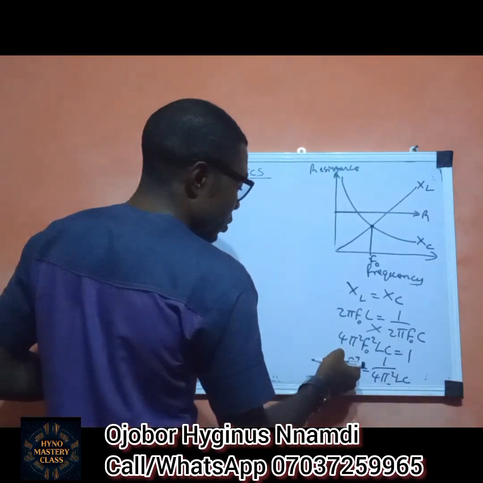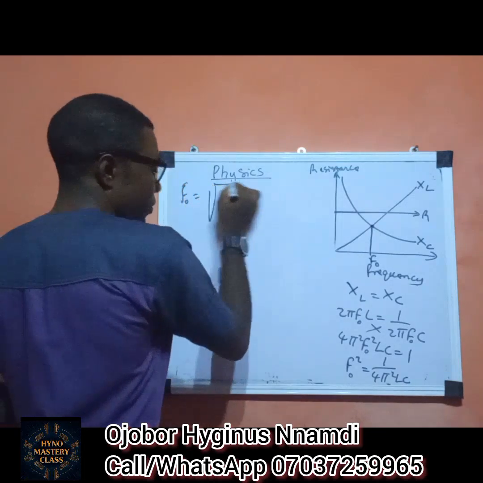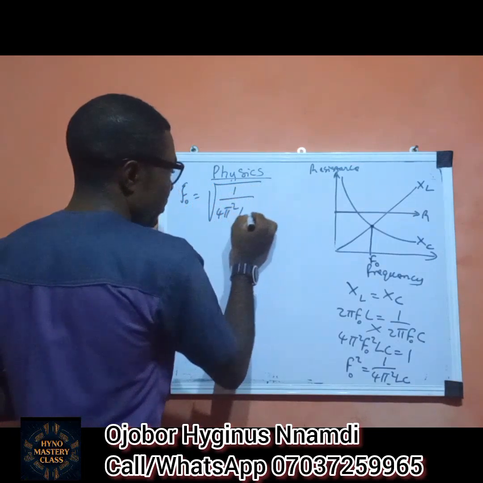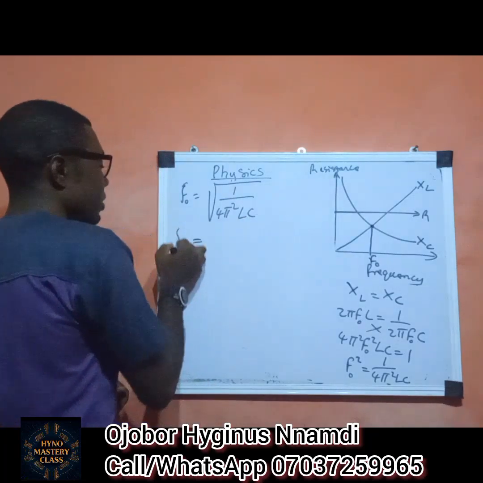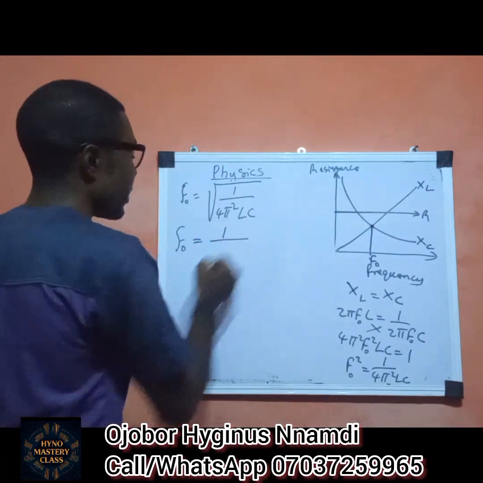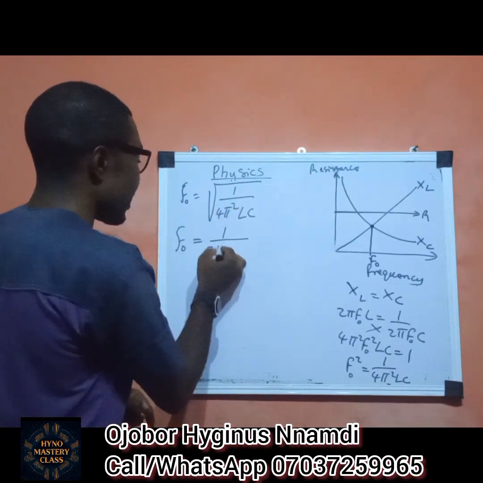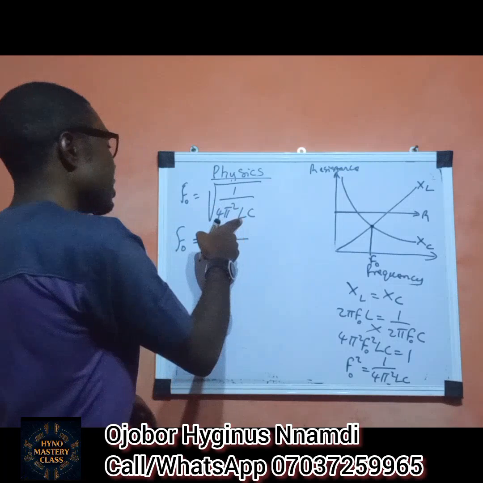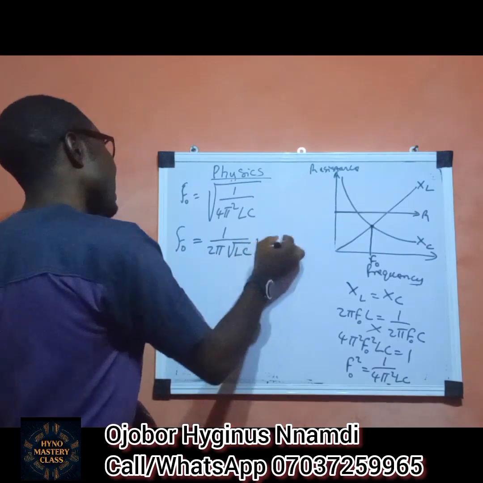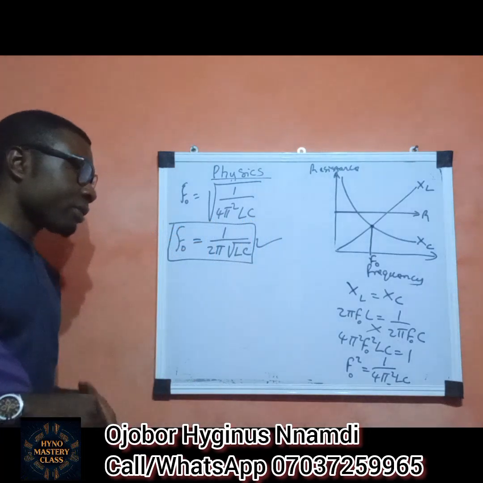So if we now want to get the square root so that F naught will be alone, F naught will be equal to the square root of 1 all over 4 pi squared LC. And if we take them one after the other, according to the third law, the square root of 1 is 1, the square root of 4 is 2, and the square root of pi squared is pi. But we cannot determine the square root of L and C, so they should remain under the root. So this is the formula that is used to determine the resonance frequency of an RLC circuit.